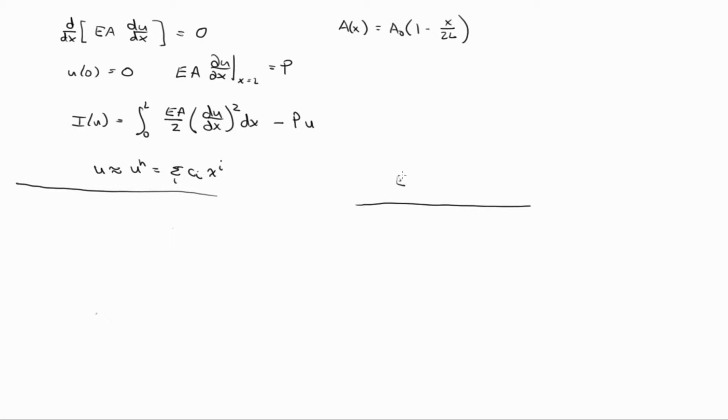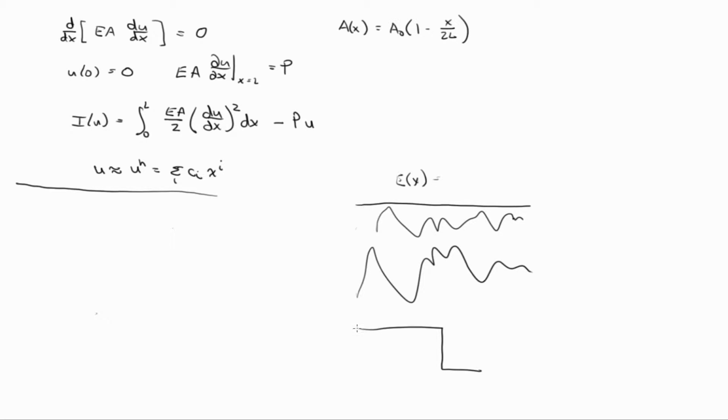heterogeneous material properties, like say, E of x was some real crazy function of x, something like that. Well, then your solution's also going to be crazy. But if I take enough terms of the polynomial, I could fit this curve, right? And to some extent, even if it was discontinuous, if I have enough terms, I could get close, right? If I have enough terms in my polynomial.